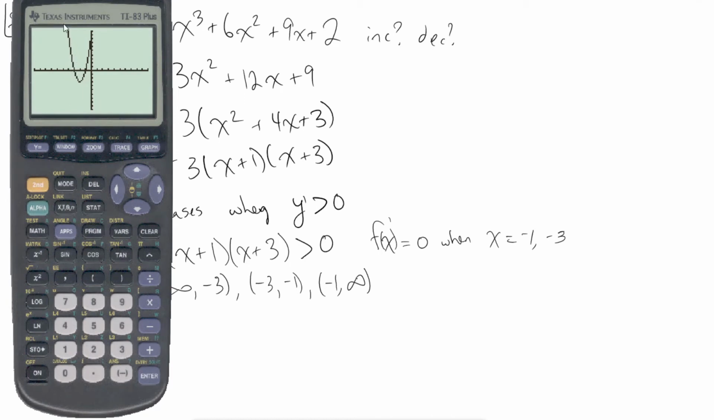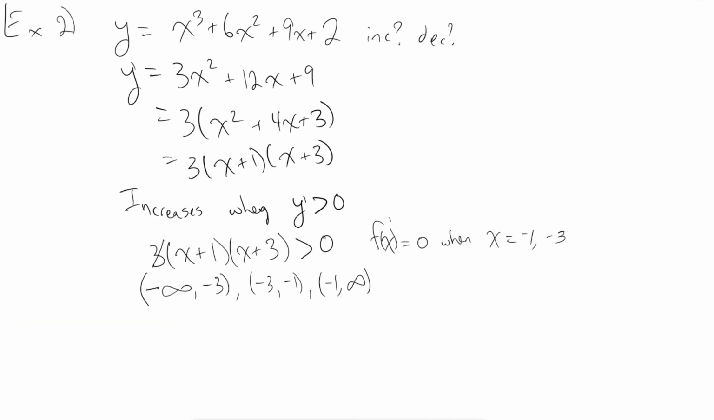And so we can even tell here. When the derivative is above the x-axis, it's going to be increasing. When the derivative is below, it's going to be decreasing. So our answer, this tells us right here that from -infinity to -3, our function's increasing. From -3 to -1, it's decreasing. And then from -1 to positive infinity, it's increasing again. But perhaps we don't know that.